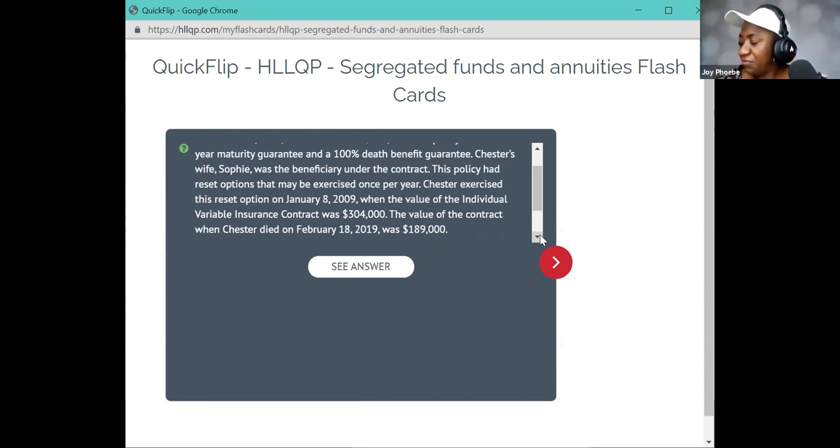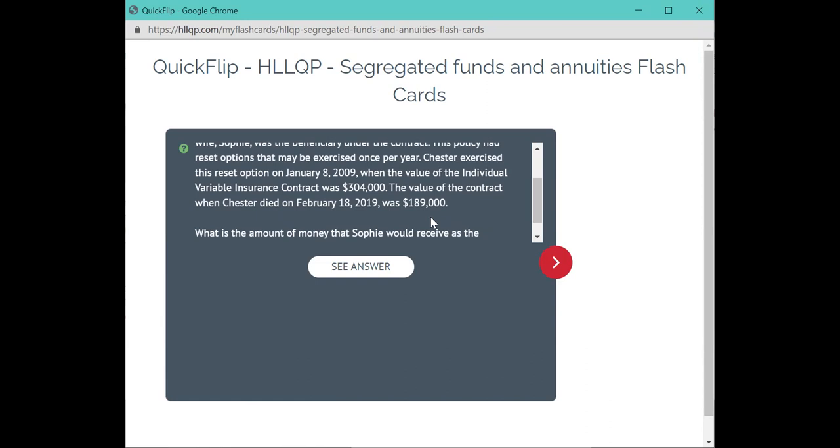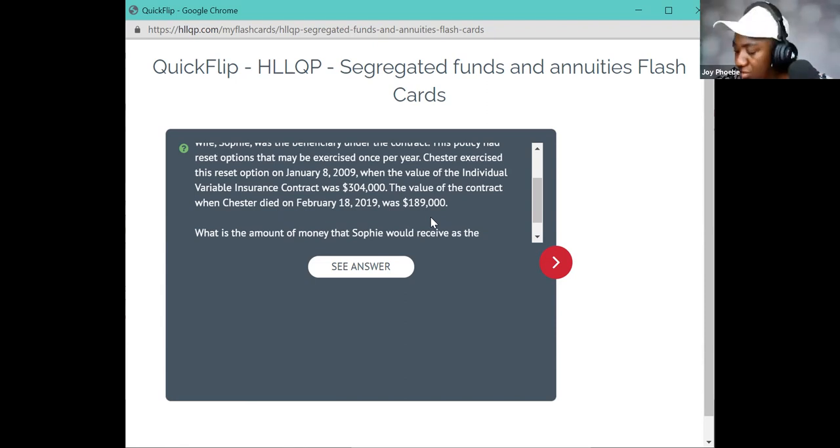This kind of calculation with 304,000 is one you can get 100% easily. You just need to know what they are asking you. So the value of the contract when Chesa died in February: you see the timeline, make sure you write the dates down. After 10 years, that was reset, right? Okay, so on February 18, 2019, the value was 189,000.